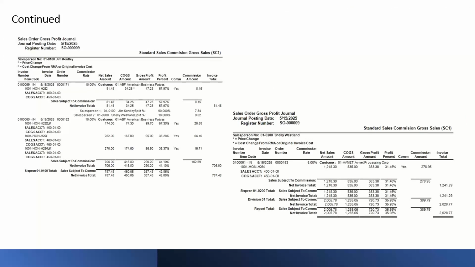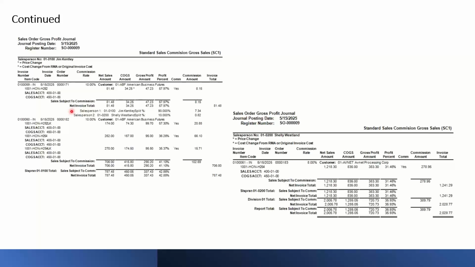Once we update these transactions, we can see here in the first invoice the commission that it paid based on the $81.48. We can see that the commission amount worked out to be $8.15. And then down below, we're given visibility on the salesperson split information, with Jim getting 90% and Shelley getting the other 10%, and what that broke down to be.